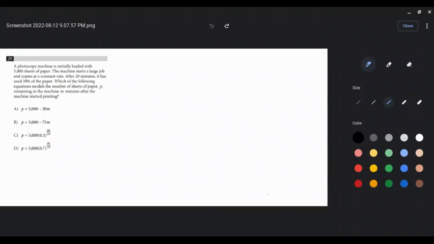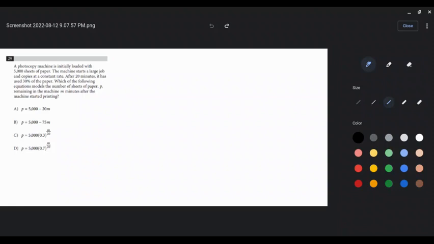Hi, I'm Alexander, and today I'll be reviewing number 29 on the SAT calculator section of Test 8. Number 29 is a word problem that states, a photocopy machine is initially loaded with 5,000 sheets of paper. The machine starts a large job and copies at a constant rate. After 20 minutes, it has used 30% of the paper.